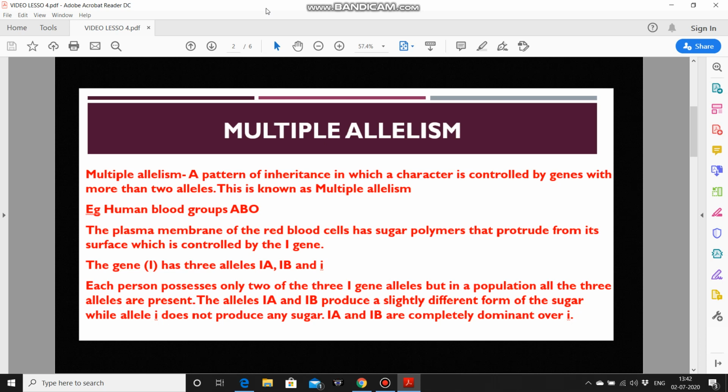Every individual possesses only two of the three alleles. All the three alleles are not seen in an individual. An individual has only two of the three alleles. But when you examine a population, it is seen that all the three alleles are present in a population. So, the three alleles of I gene are IA, IB and small i. Now, let us learn the phenotype of the different blood groups as well as the genotype.